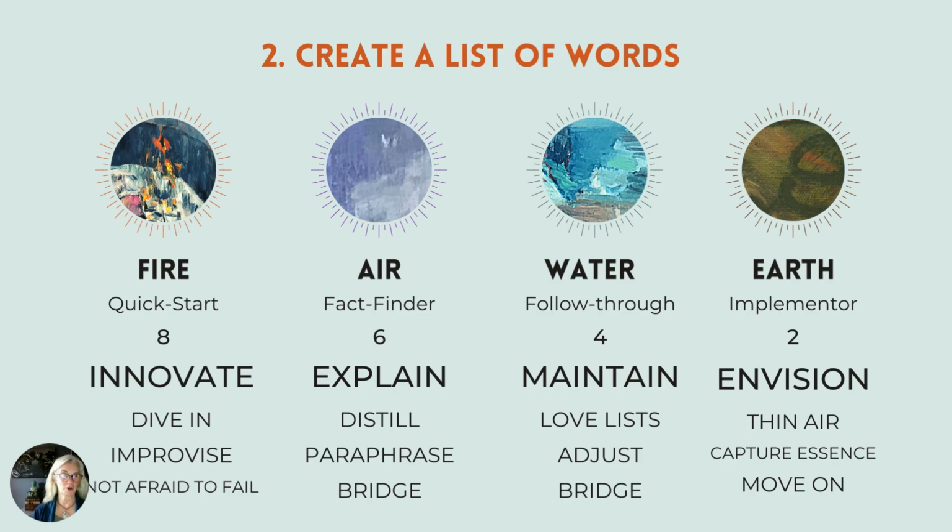Create a list of words for each number. Under innovation, I think about diving in, improvising, and the fact that I'm not afraid to fail. Those are good things. Under fact finder, I like to distill things down. I like to paraphrase things and be a bridge to people who are encountering what I make. Under follow through, I like lists. I like to adjust as I go. And I'm a bridge between the two ends. And then in implementer, I am an envisioner. I like to conjure out of thin air, capture the essence of something, and move on.